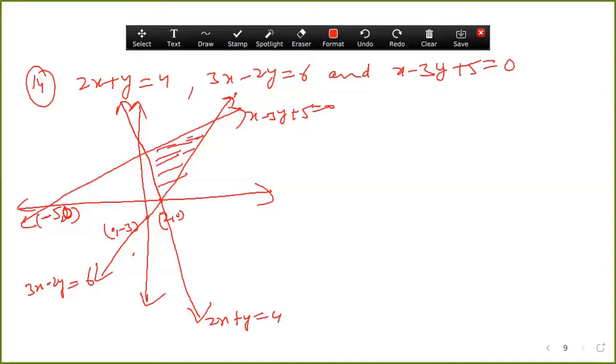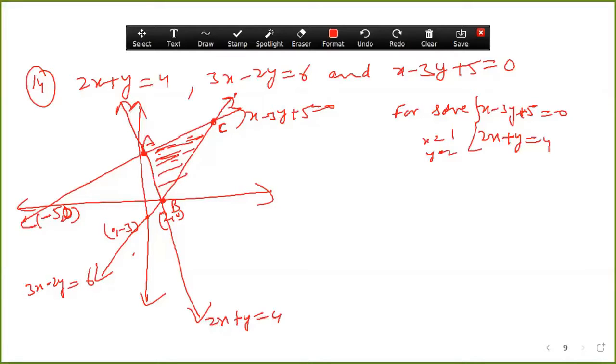First of all, you have to find out the intersection points. These are the intersection points. Suppose this is point A, this is B, and this is C. For A, solve the equations x minus 3y plus 5 equal to 0 and 2x plus y is equal to 4. When you solve these two equations, you will get x is equal to 1 and y is equal to 2. So the coordinates are 1 and 2.